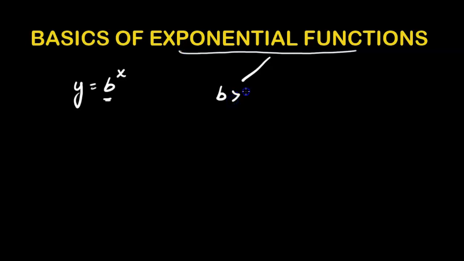Exponential functions can be of two types. One is where b is greater than 1. The other is where b lies in between 0 and 1. We'll take up both the examples by drawing graphs and writing the characteristics so that we understand how b greater than 1 is different from b in between 0 and 1.